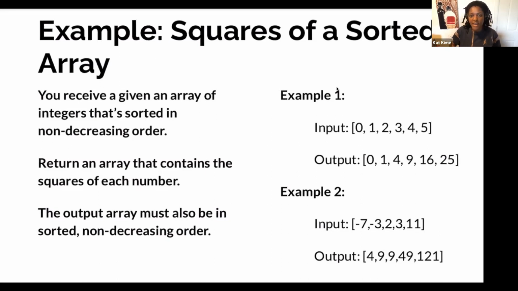Now, one of the things people often do when they approach a problem like this is go ahead and square, then sort. You can do that, but what is the issue with sorting? What's the runtime of most sorting algorithms? Does anyone remember?